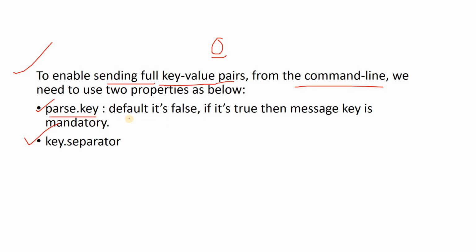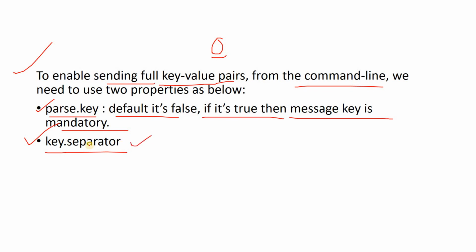One is parse key. What is parse key? The default value is false. If it's true, then the message key is mandatory. That means if we keep parse key true for our producer, then the producer must send the key along with the value. So if we want to explore the key-value concept and the data distribution based on key, we have to keep parse key as true.